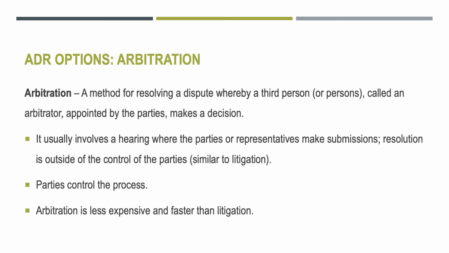Now we're going to look at another form of alternative dispute resolution. This time it's arbitration. It's different from mediation because with arbitration, a third party is actually appointed by the parties to make a decision. It usually starts with a hearing, which is relatively formal, and during the hearing, each party makes submissions. Essentially, they're presenting their case, and the arbitrator takes that information to make a final decision. That decision is usually, but not always, binding. Binding means that the parties have to comply.